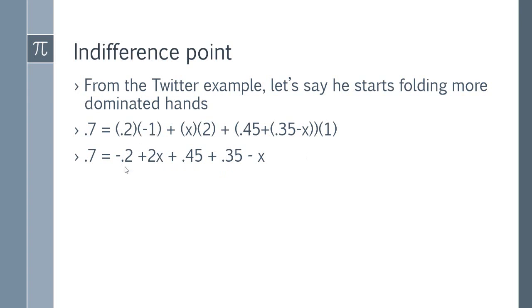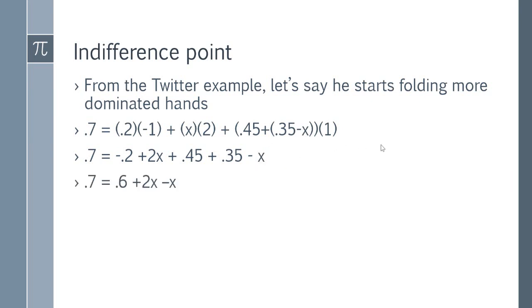-1 times 0.2 is -0.2. 2 times x is 2x. These we multiply through by the amount of money won or lost. So you can see here, if you make it pot-sized units, it's very simple. We just multiply 1 through to everything. If you're working in dollars or some sort of currency, it's going to change the numbers, but it's the same thing. You just multiply it through to everything. And so 1 times 0.45, 0.45, 1 times 0.35, 0.35, 1 times a negative x or a minus x, we have to leave that negative there, so we have a minus x.